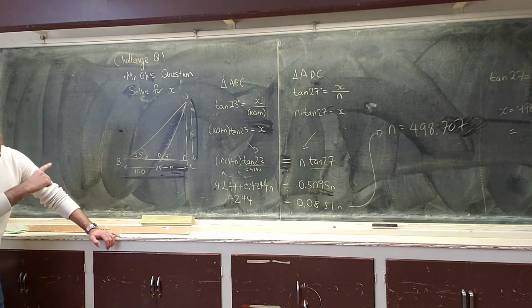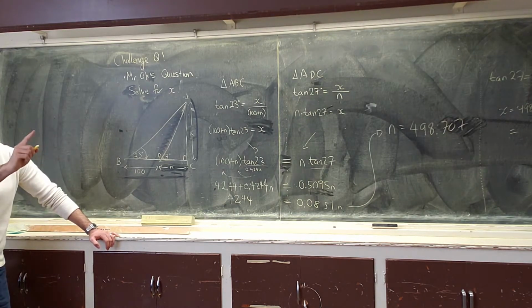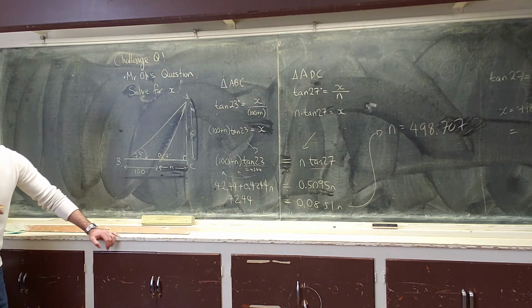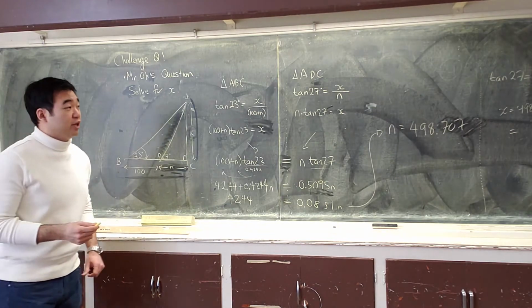So then go all the way to the end. tan 27 is equal to x over that number, this large 498 number. What is x equal to? Wait, when the x is on top of the 498, can you just multiply each side by 498? Yes, the purpose is to get rid of the denominator.